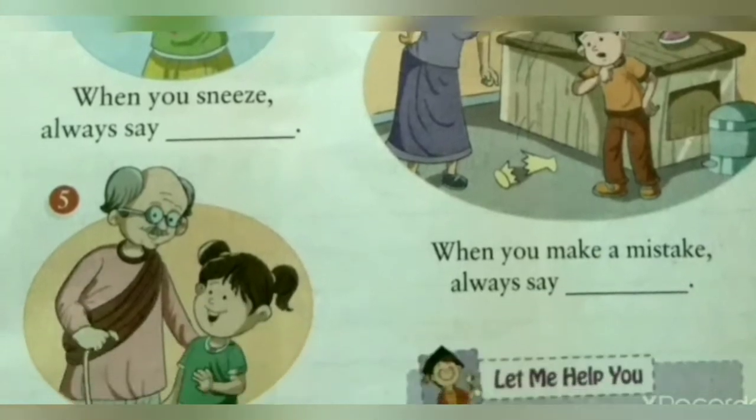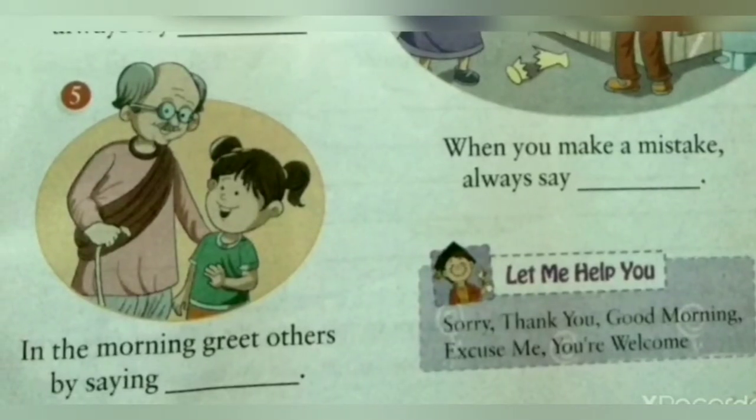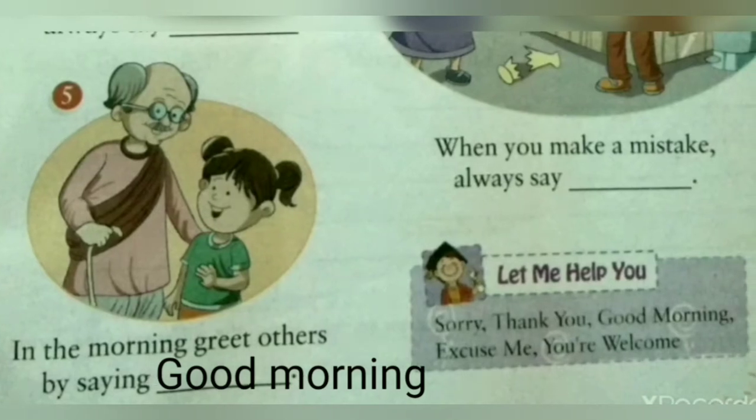Let's move to the fifth picture. In the fifth picture, we can see a picture of a grandfather and a girl. And what is written here? In the morning, greet others by saying dash. So, what do we wish in the morning? We wish good morning. So, write in the space given, good morning.